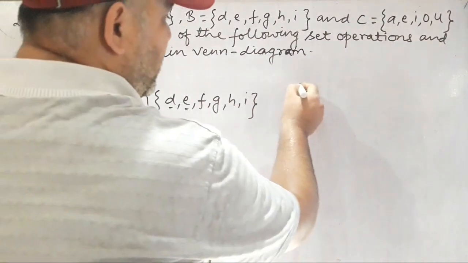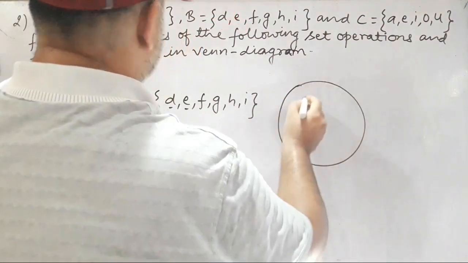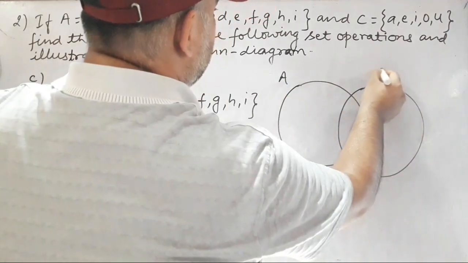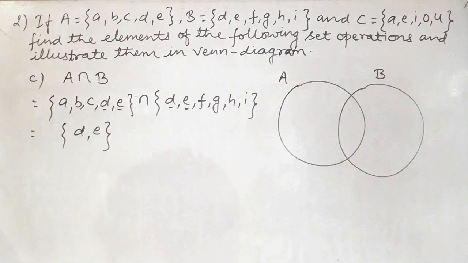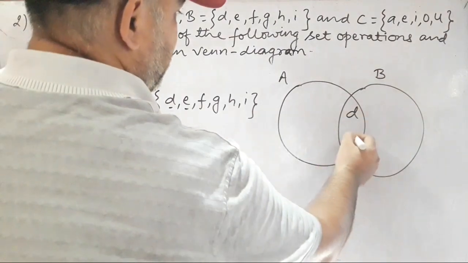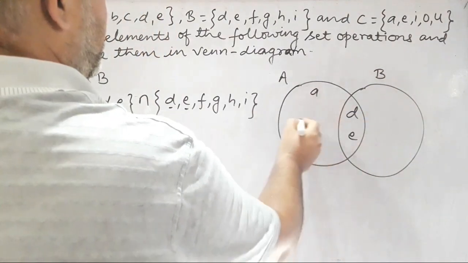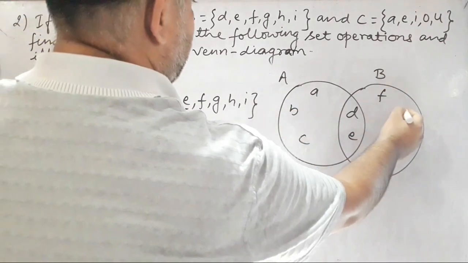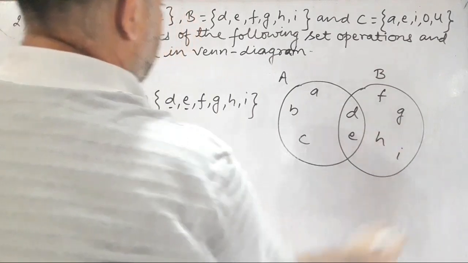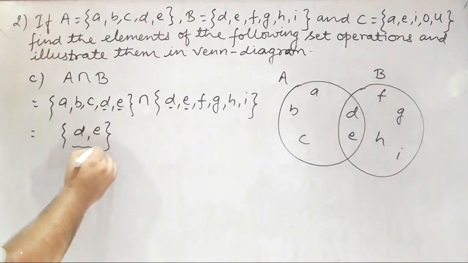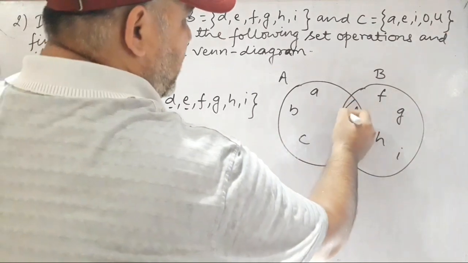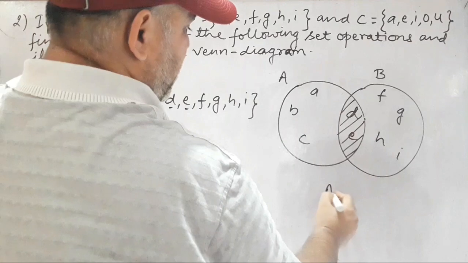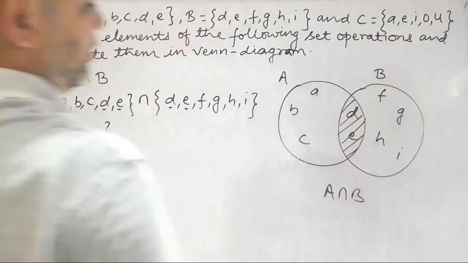Now let's make the Venn diagram. This is set A, this is set B. The figure remains the same, only the shading becomes different. Here will be D, E, and here A, B, C, and here the elements F, G, H, I. And we have to shade the elements D, E. That is, this part we should shade. So this is A intersection B.